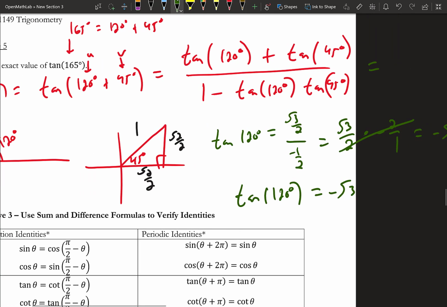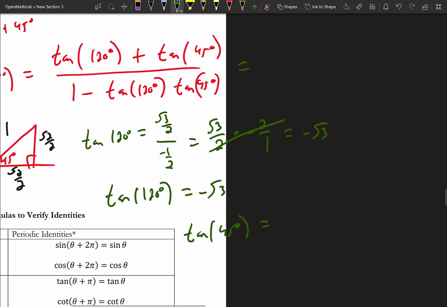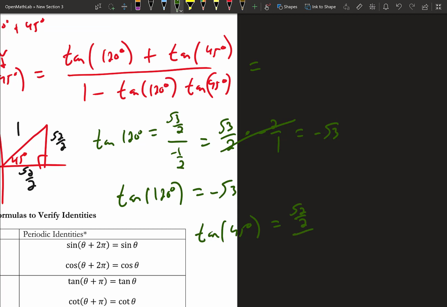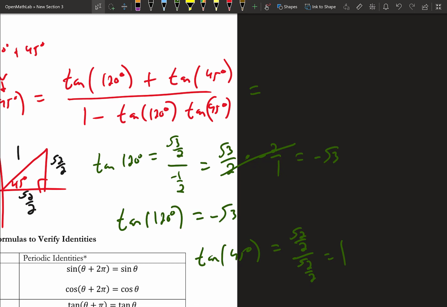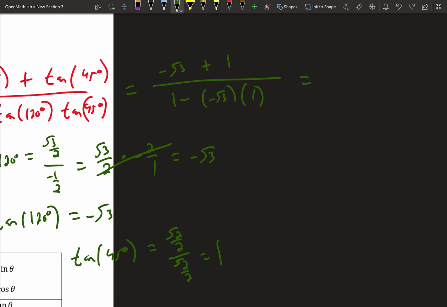So then, tangent of 45 degrees would be equal to radical 2 over 2 over radical 2 over 2, which is just 1. So plugging those values in, what we end up getting is, tangent of 120 is negative radical 3, plus 1, all over 1 minus, and then we'd have negative radical 3 times 1.